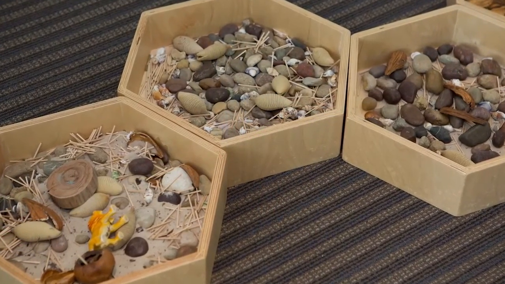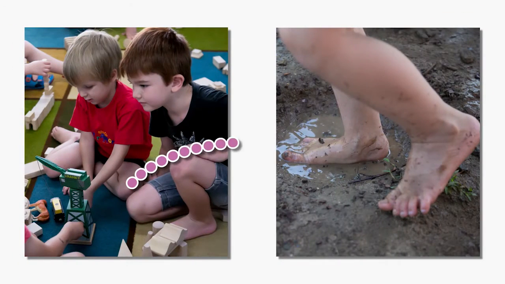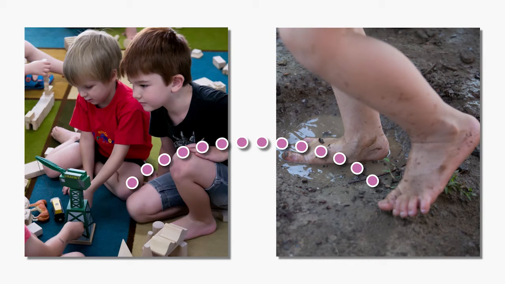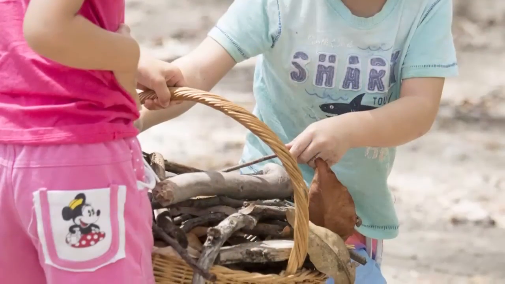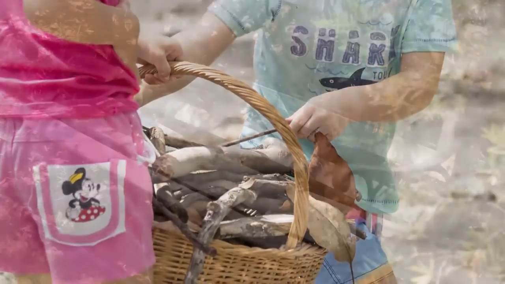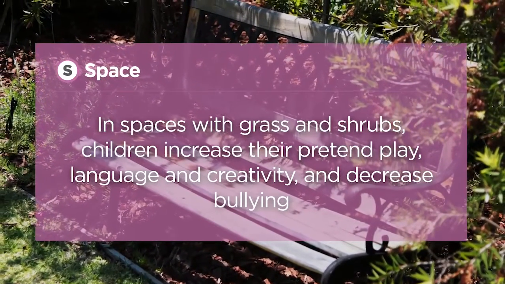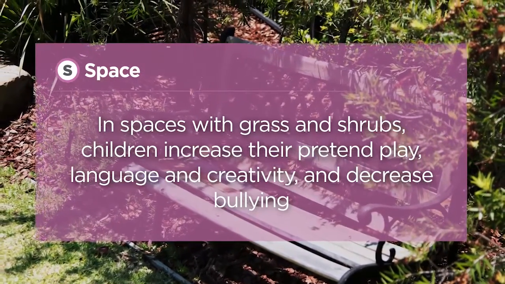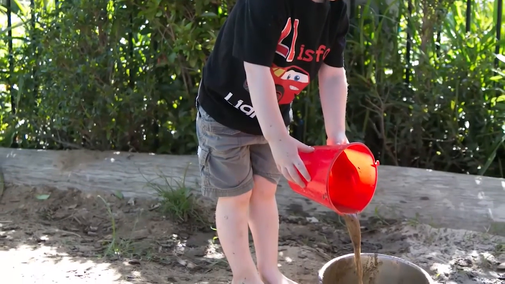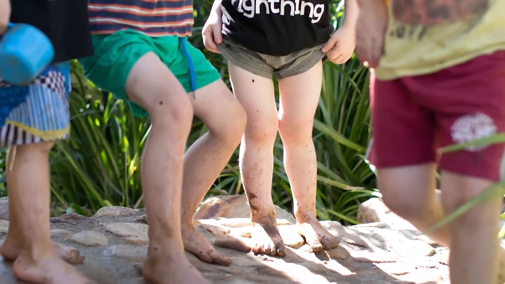and problem-solving abilities. The outdoor space is seen as a continuation of the indoor learning environment, with play flowing from one to the other. The outdoor space should also allow for exploration of natural resources. Researchers have found that in spaces with grass and shrubs, children increase their pretend play, language and creativity and decrease bullying. Most importantly, the outdoor space offers opportunities for children that just do not exist indoors.